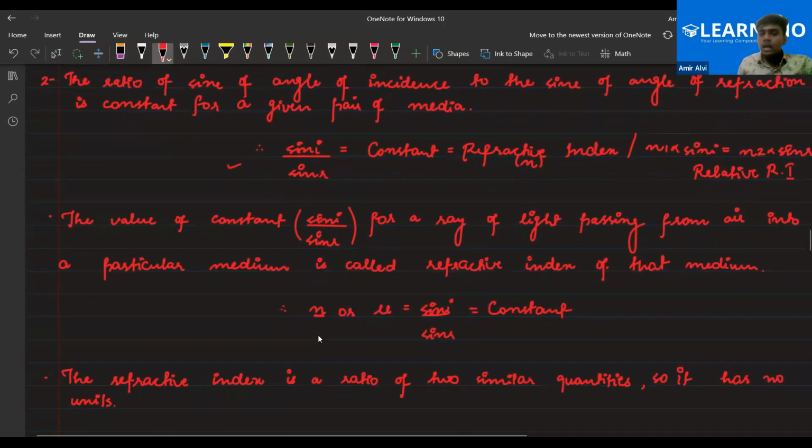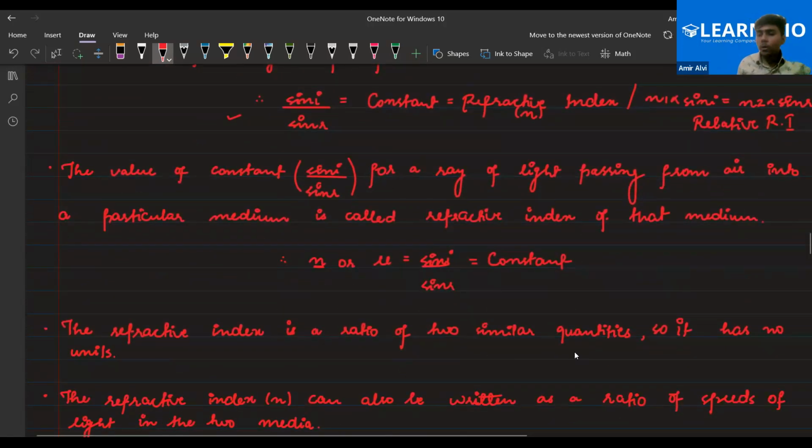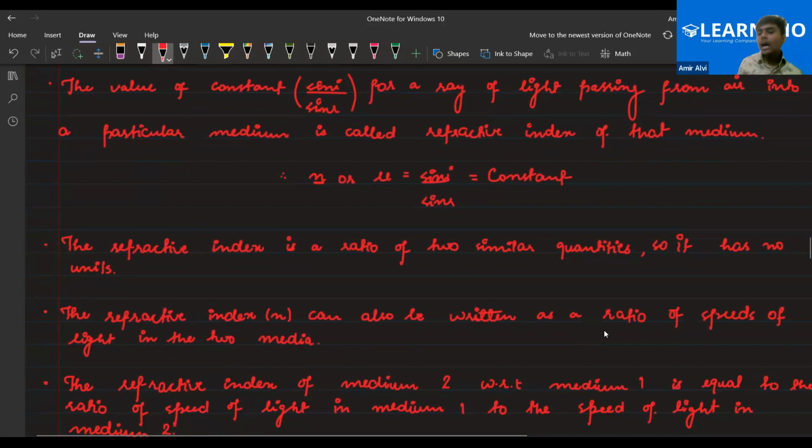Okay, next is the refractive index is a ratio of two similar quantities, so it is a unitless quantity. So when two similar quantities are in a division, there would be no unit for that. Is this clear to all of you? Yes. Sure, that's good.